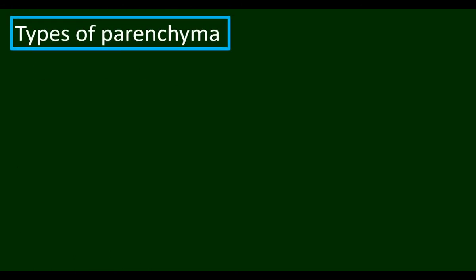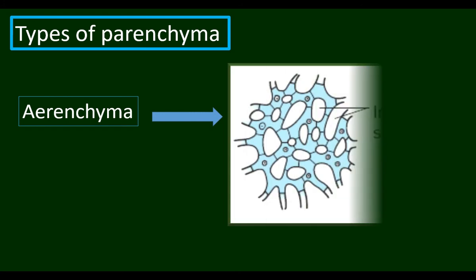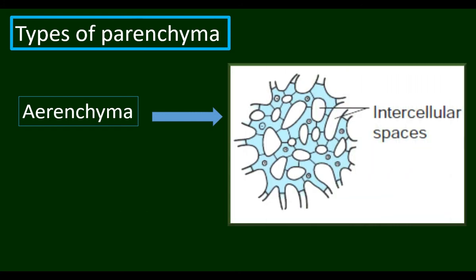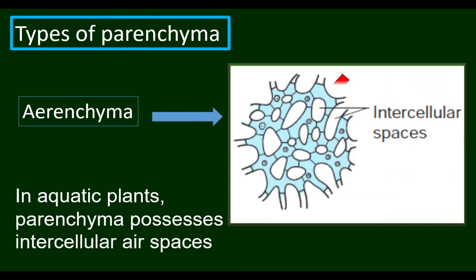There are different types of parenchyma. In aquatic plants, the type of parenchyma called aerenchyma is present. In aerenchyma, the cells have a lot of air spaces in between them. The air spaces are filled with air so that the aquatic plants can float in water.